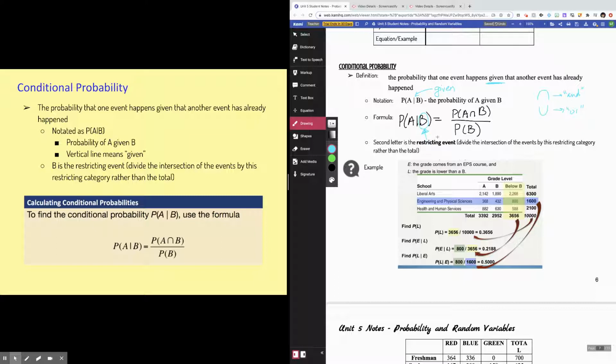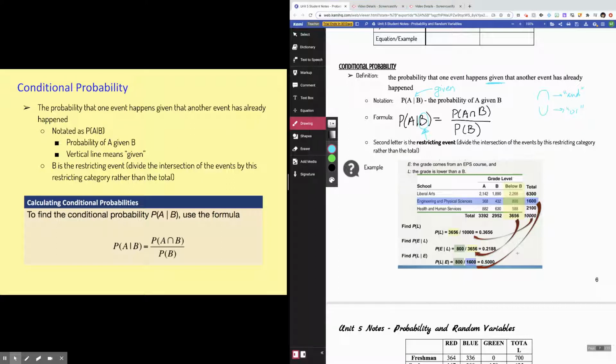So rather than dividing, say in a two-way table, your cell by the total in the table, you're going to divide it by the total in this category. Because if this condition is already given, then that means I only care about the people or the cells in that particular category. I already know that the second event is true, so I can ignore everything else and just focus in on that category.